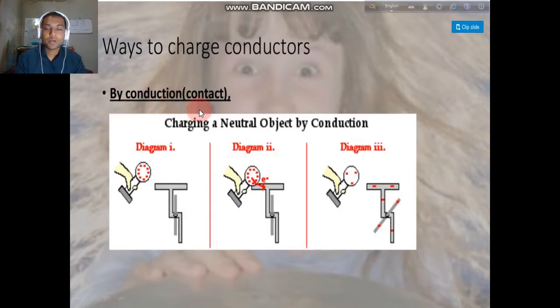I repeat again, when an excess of negative charge is brought near to the neutral object and upon contact, the excess electrons or negative charge move towards the neutral object and spread uniformly. Now this sphere has less negative charge and the neutral object is negatively charged. In this way we can charge a neutral object by conduction.